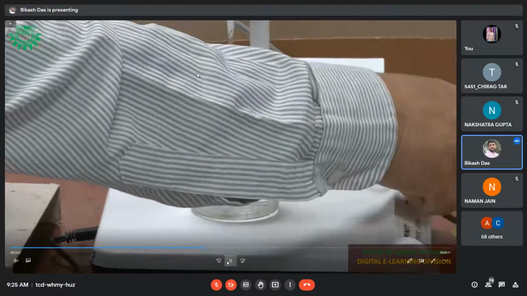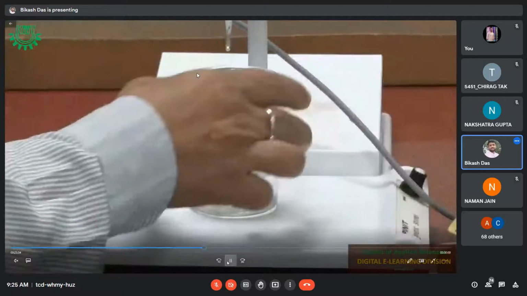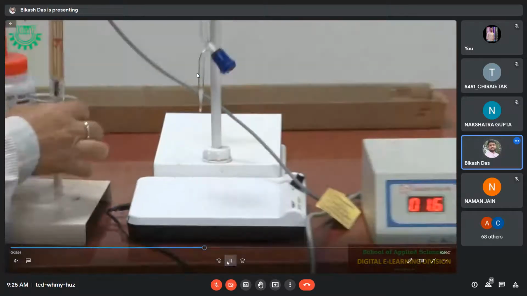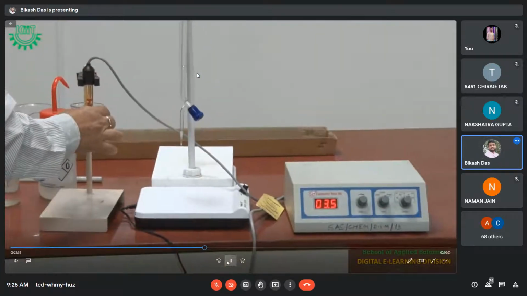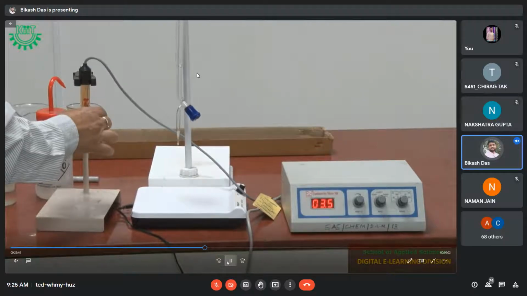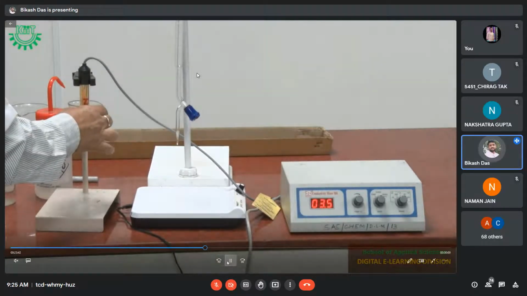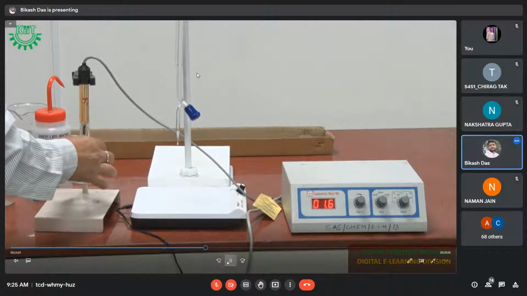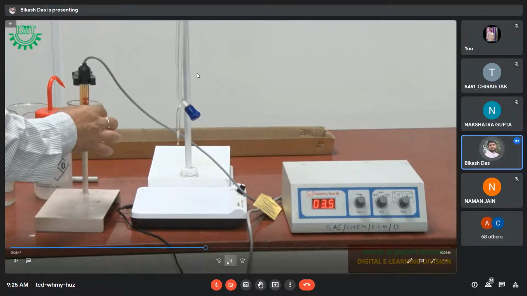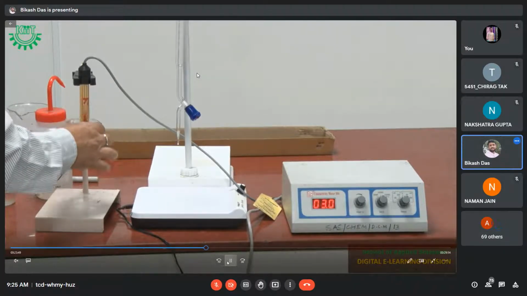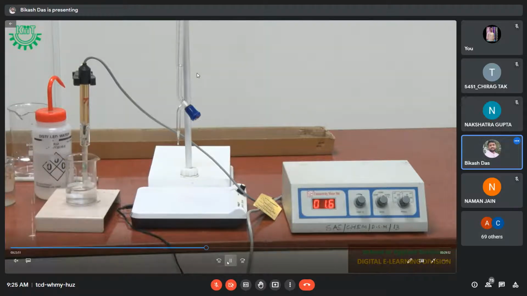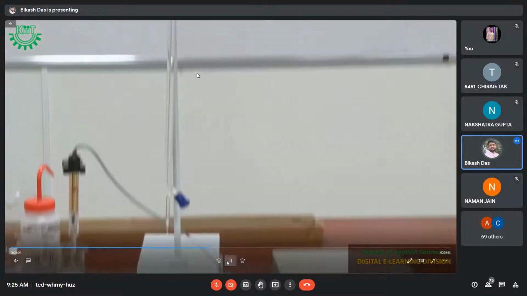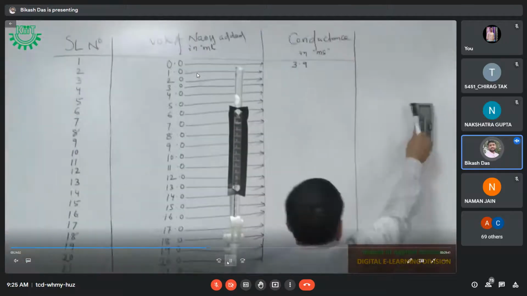Just see. In the first one it was 3.9. Now the first 1 ml, let's see. You see the reading is decreasing. That means some OH minus ion has reacted with H plus. That's why the conductance reduced. So it is 3.5. That means the reaction is going on, H plus and OH minus ion.